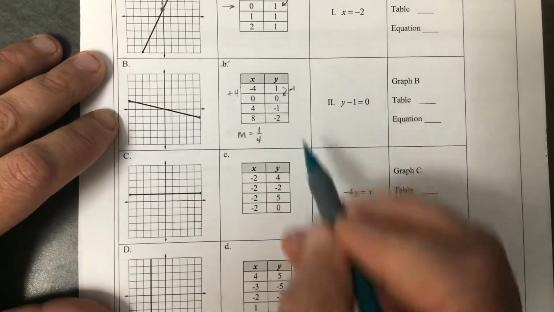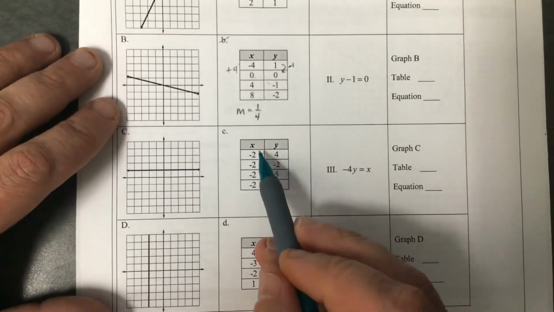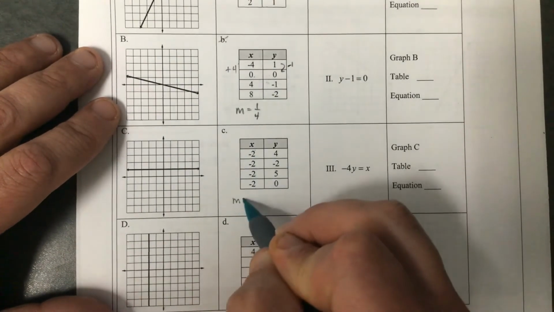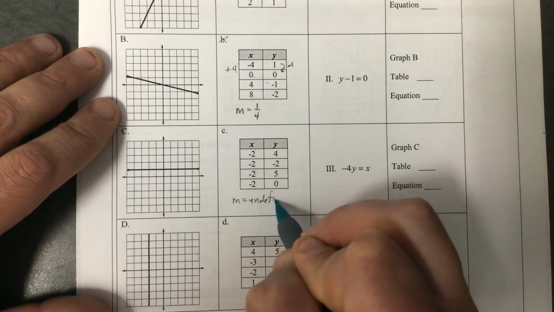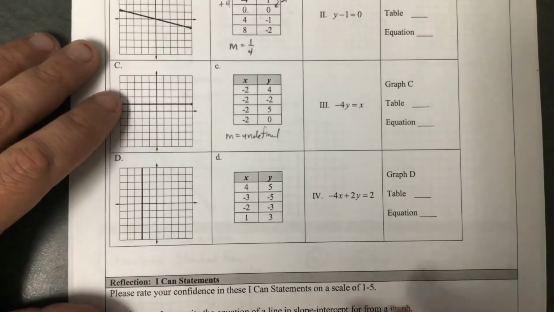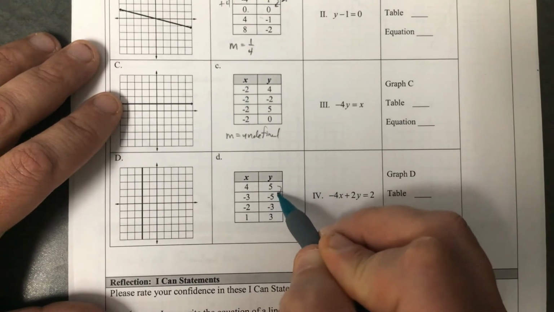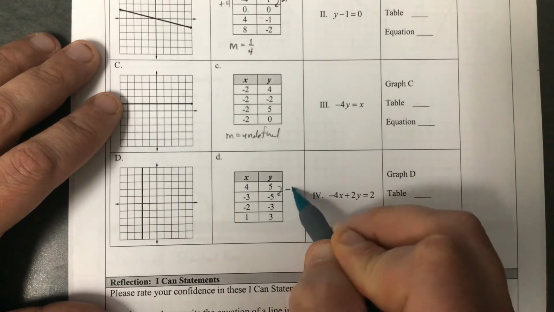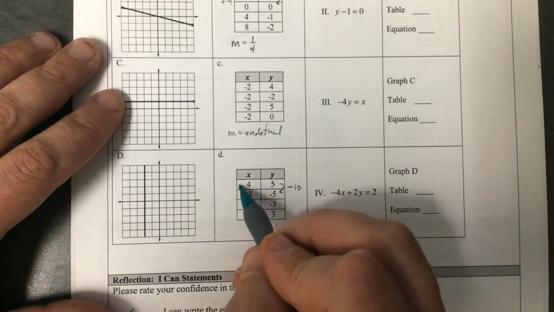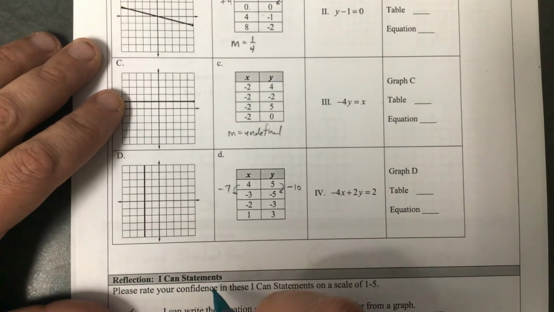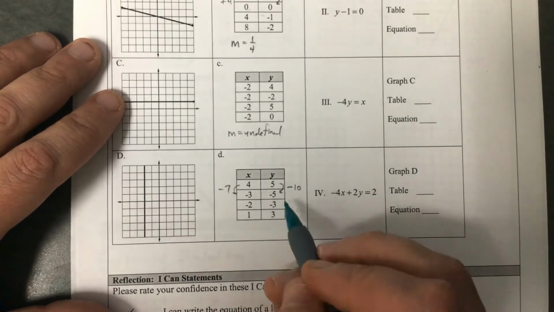This is +4. This one has an undefined slope because the x's are the same. And then, so I guess that leaves really this one. This one has a slope of, this will be negative 10 over, and this will be negative 7. And that doesn't look like that's going to work for that either.